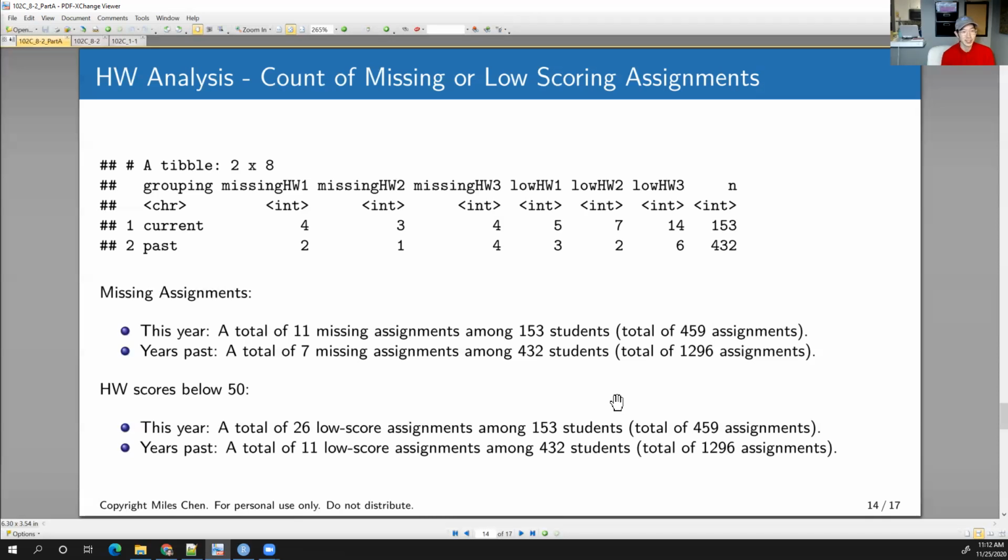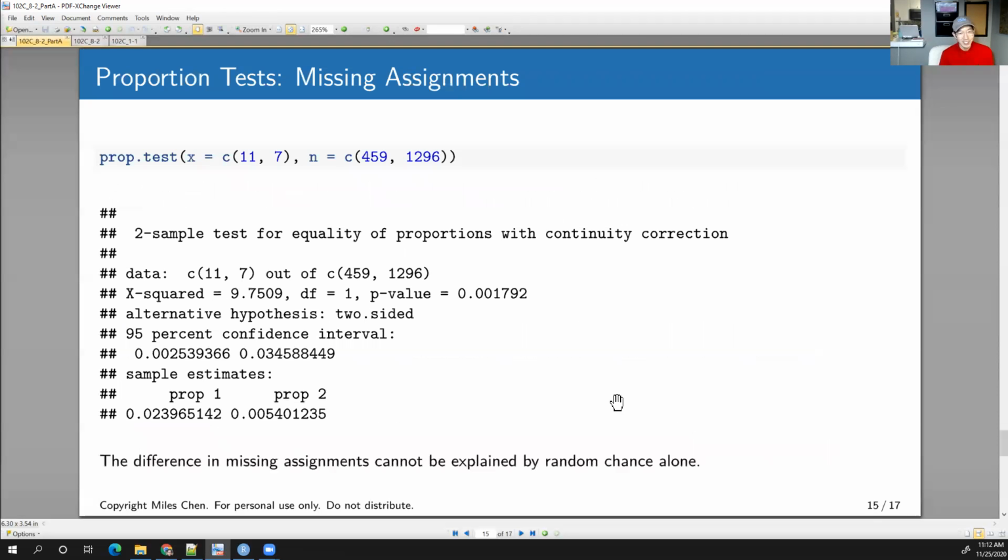But of course, being in the stats department, I can't just say, well, it looks different, so let's see. So I ran an actual proportion test to get a p-value to make sure that my suspicions cannot be explained by random chance. And so for missing assignments, the proportion test, we had 11 out of 459 versus 7 out of 1296.